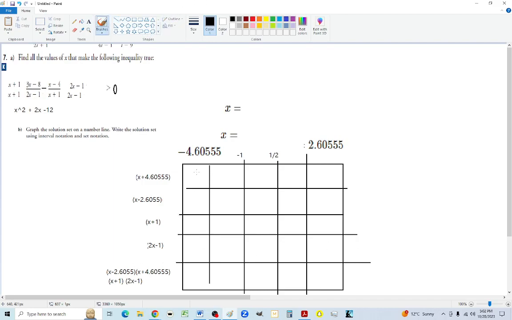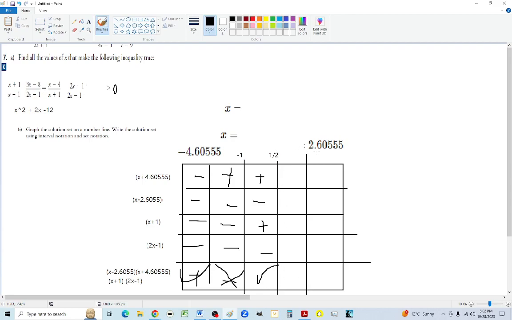So if I look to the left of this at minus 10, let's say, this is negative, this is negative, this is negative, this is negative. So we get negative, negative, negative, negative, which makes this positive. So that's yes. Then between minus 4 and minus 1, we'll do minus 2. This is positive, this is negative, this is negative, this is negative, which makes it negative. So that's no good. And then from minus 1 to a half is 0, which makes this positive, this negative, this positive, and this negative, which makes it positive. And then it's going to go no again.